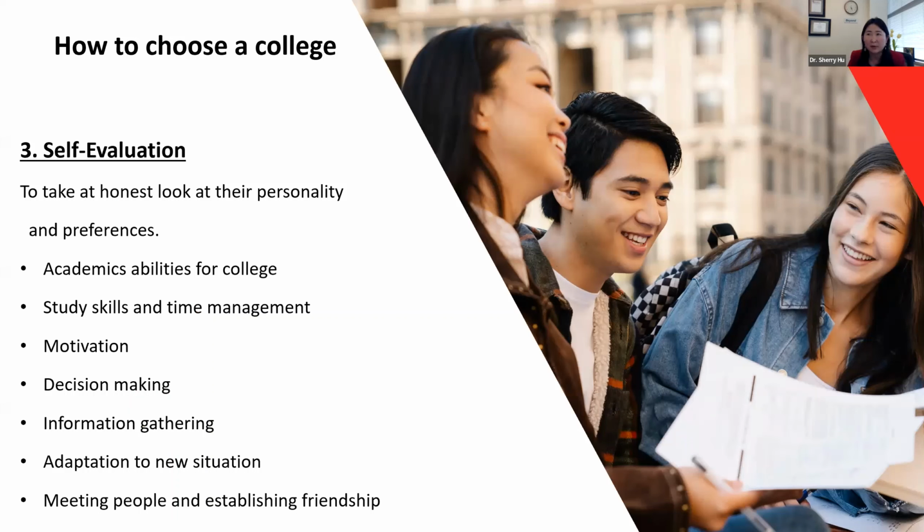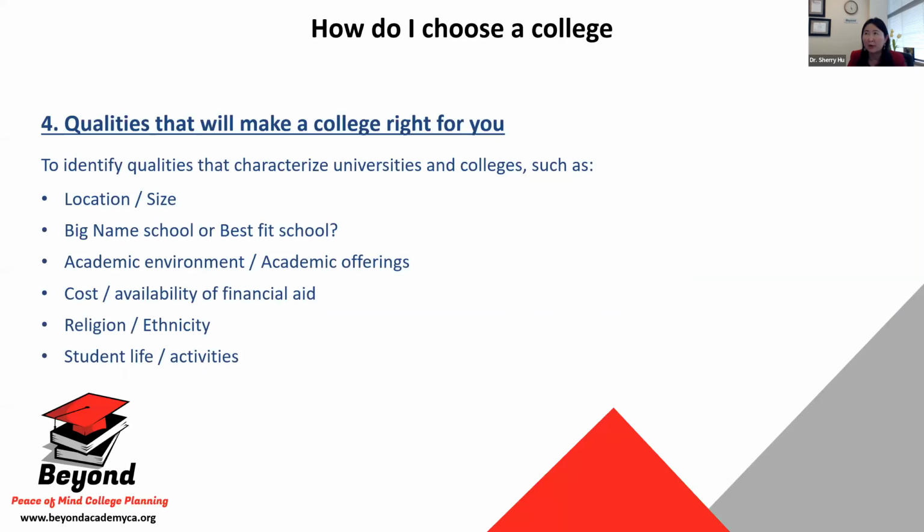We want to evaluate those situations, and we want to help you understand there are different characteristics of the schools: different location, size, big name school or best fit school, what kind of academic environment there is, and the cost, the religion and student life. Consider all those things before you really decide which one you want to apply for.